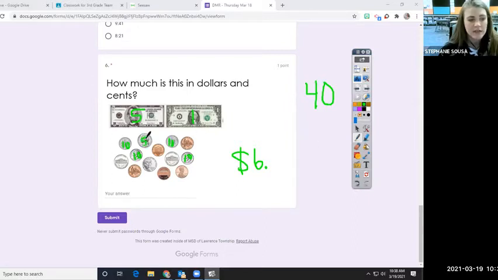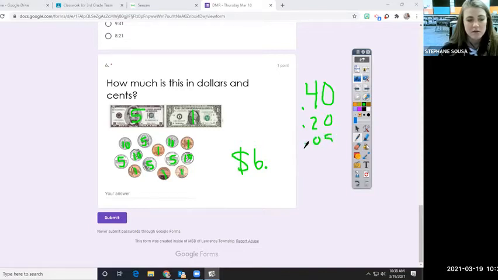I've got 5 cents. 2 nickels is 10 cents. 3 nickels is 15 cents. 4 nickels is 20 cents. Okay, so now I've added 20 more cents. Now I'm going to add my pennies. I've got 1 cent, 2 cents, 3 cents, 4 cents, 5 cents.